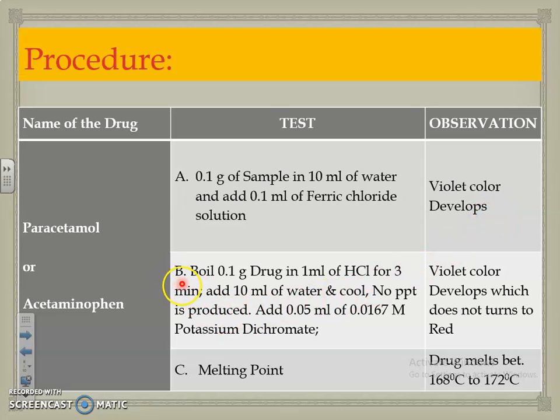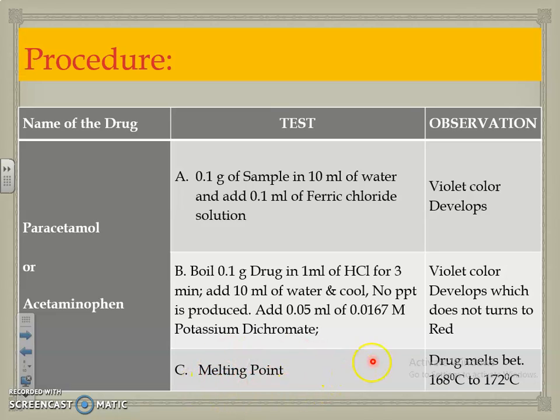Next, test B. In this we boil 0.1 gram of paracetamol in 1 ml of HCl for 3 minutes, then add 10 ml of water and cool it. No precipitate is produced. Add 0.05 ml of 0.0167 molar potassium dichromate, and a violet color develops which does not turn to red.